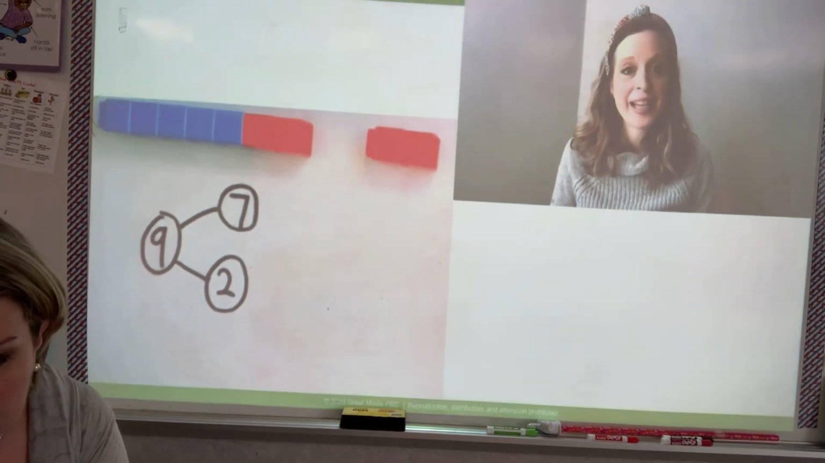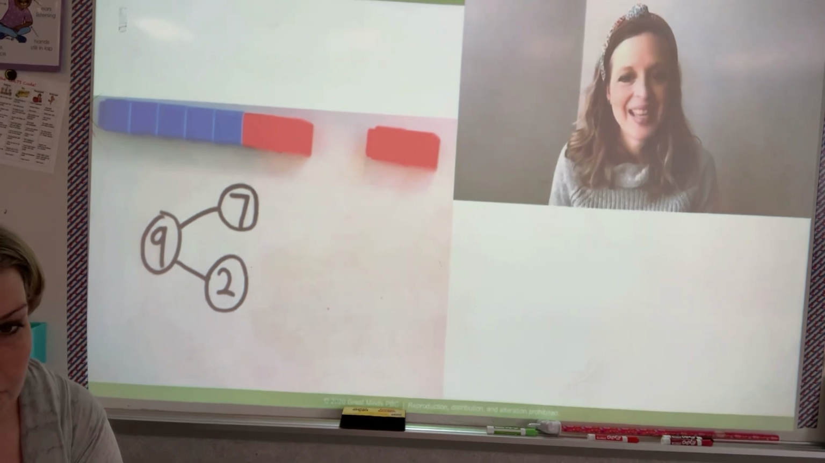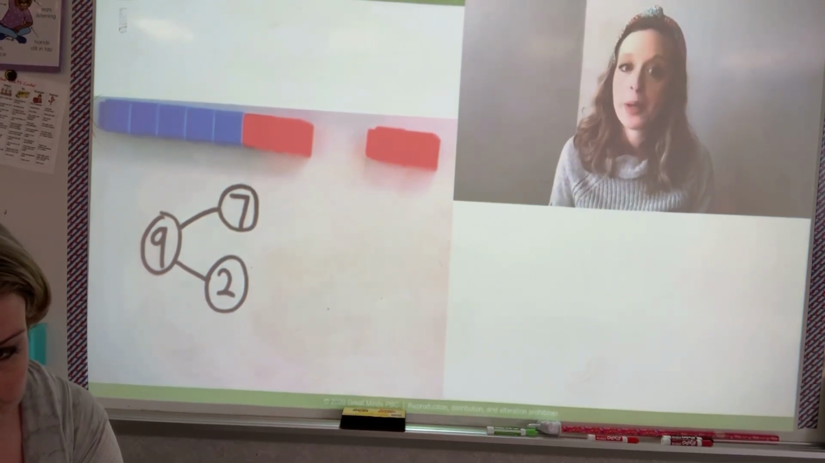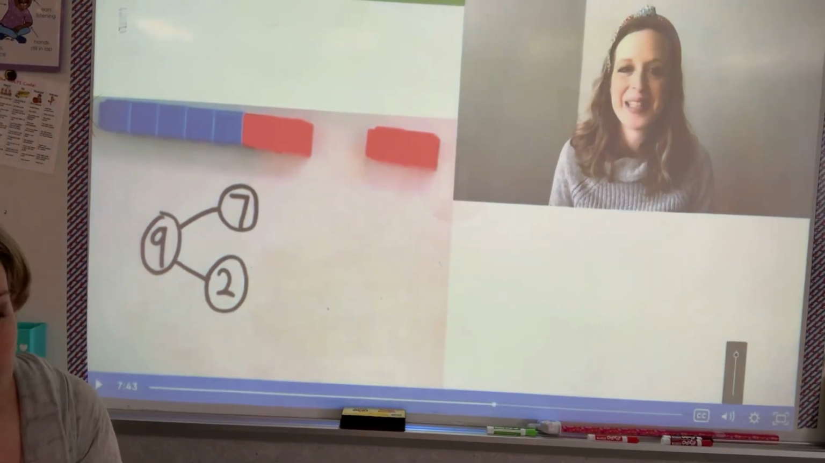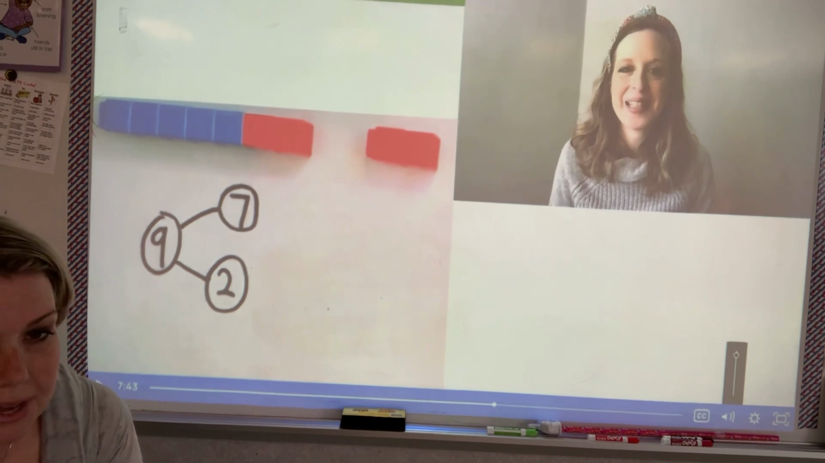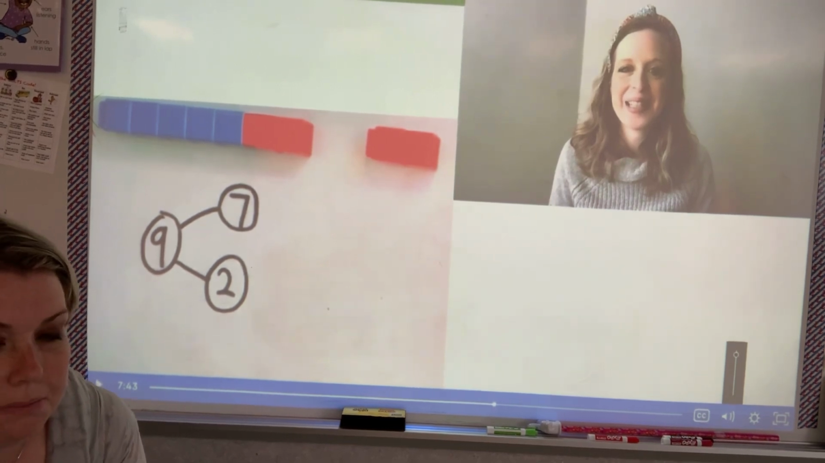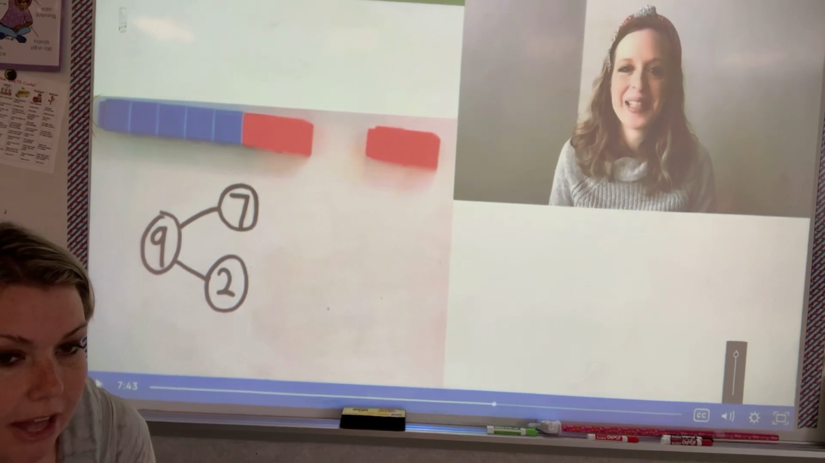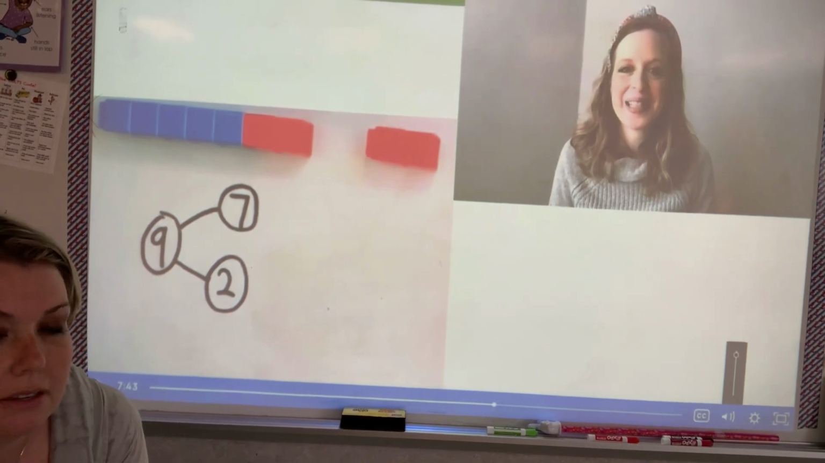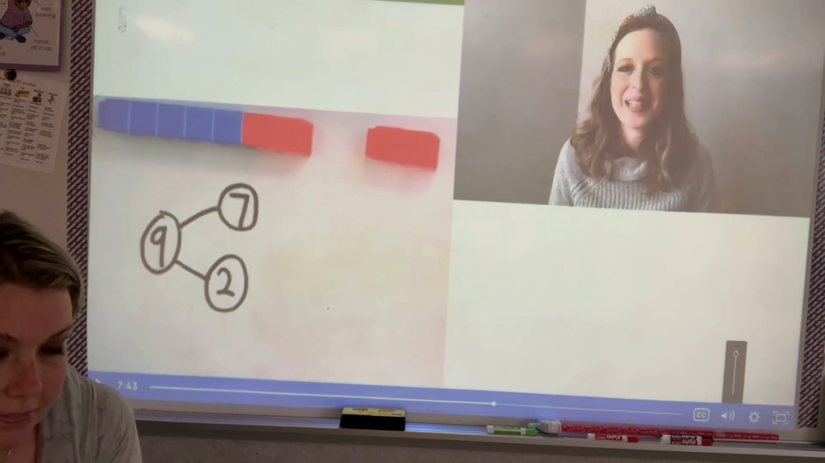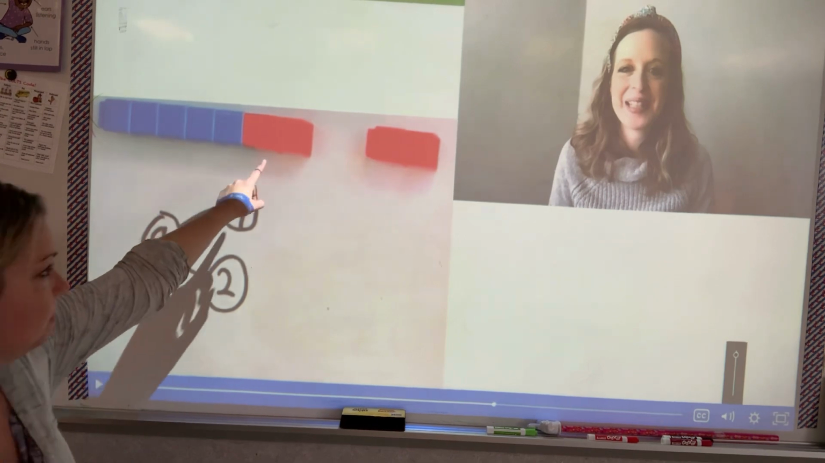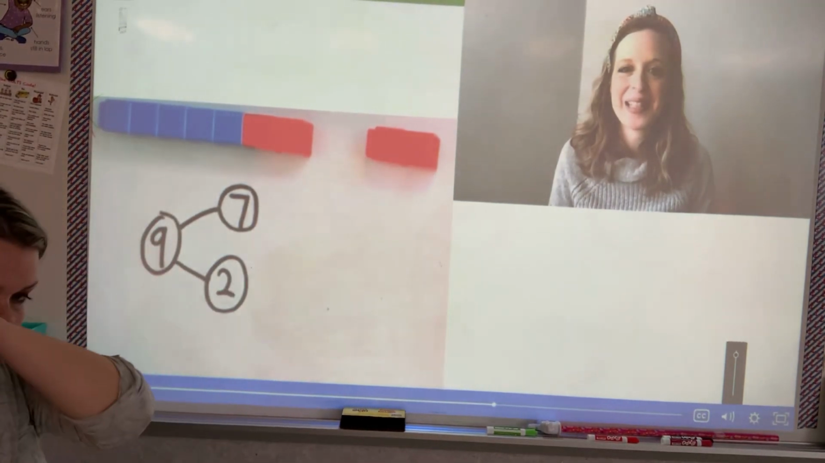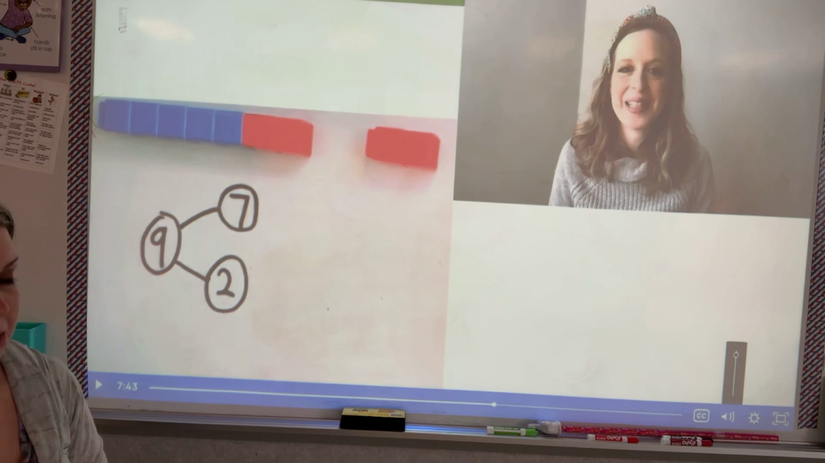Let's see if you can do the next one all on your own. Take the next red cube off, put it together with the 2 cubes, and draw a number bond to match. Pause the video. Erase your whiteboard clean. I'm gonna count down from 5 and everyone's whiteboard's gonna be clean. 5, 4, 3, 2, 1. Now, slide 1 more cube across and write your new number bond. Hold it up when you're done.